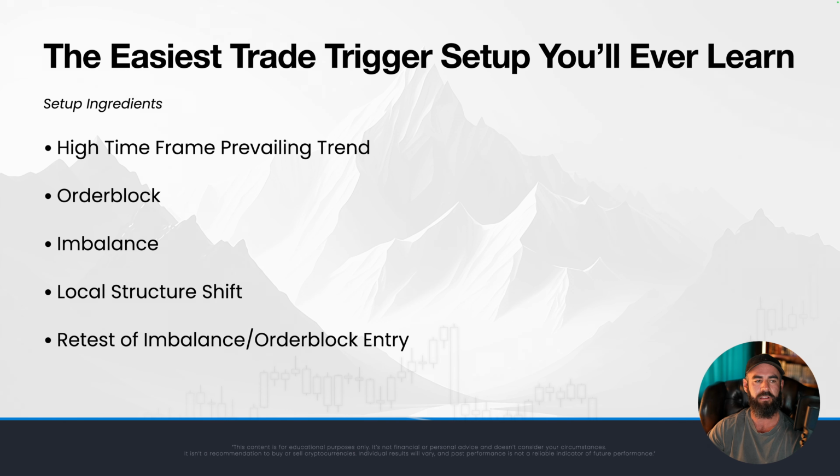So this setup's ingredients are as follows. We're going to be looking at the higher time frame prevailing trend, making sure that we are trading in the correct direction. We're taking a look at order blocks, what imbalances are, then looking for local structure shift within that market structure. And then of course comes the retest of the imbalance order block, which we'll take the entry at.